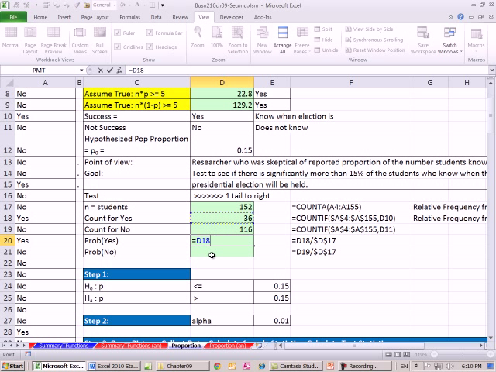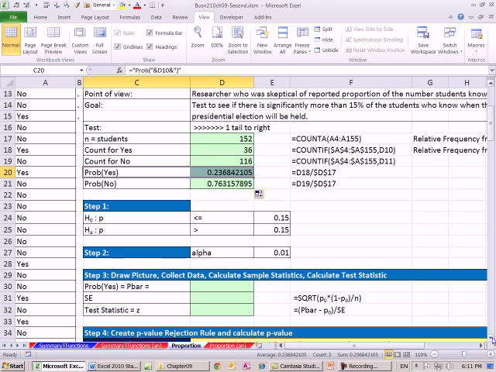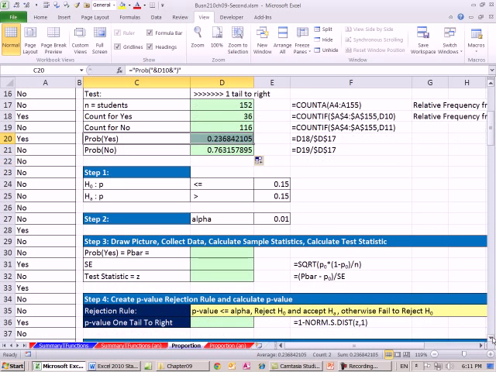So I'm going to say the part divided by the whole, F4 on the 152. So we have a probability, yes, of about 0.24 and about 0.76. All right, now here's our sample proportion, or p-bar, right? So we come down here.